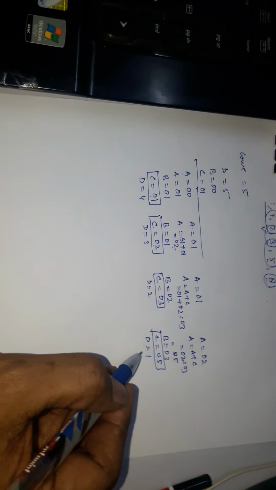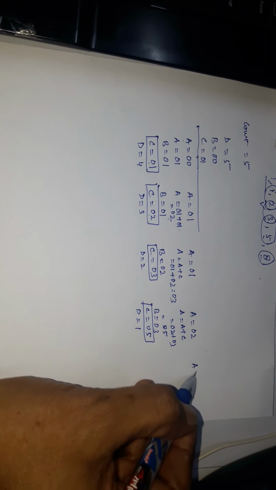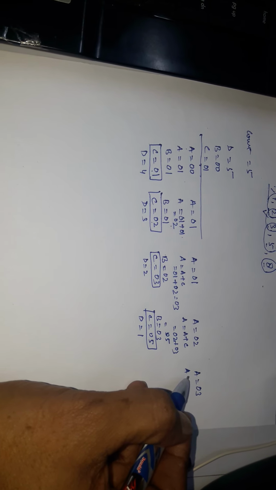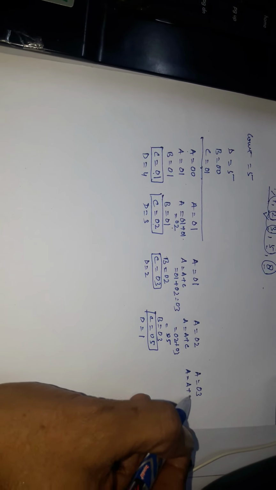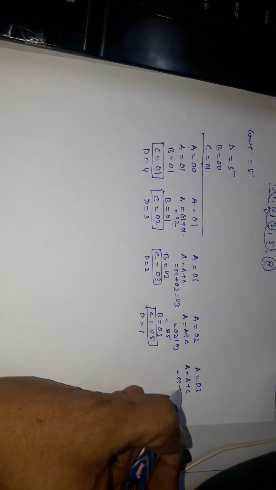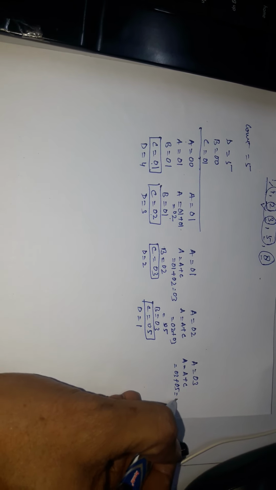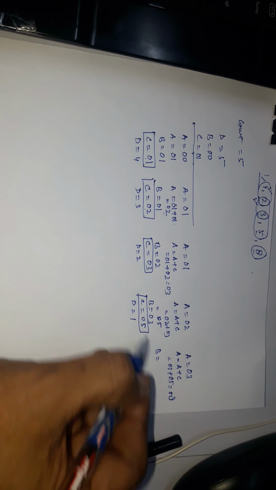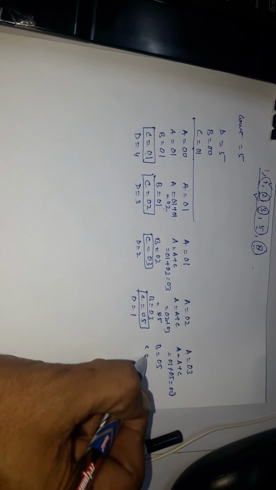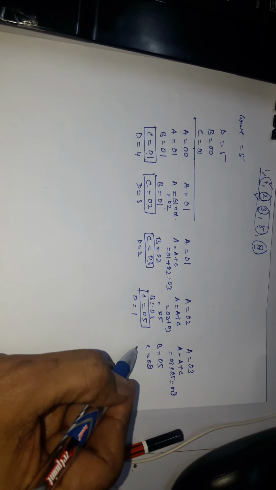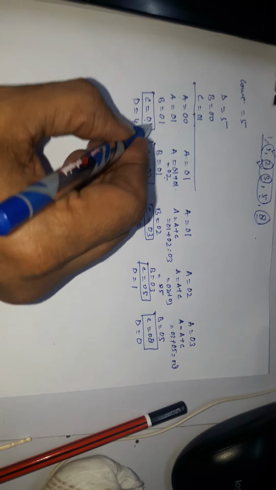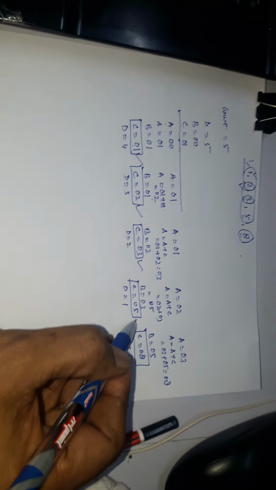Since D has not become 0, it will go back. So A will be having the value of B, A will become 03. And then ADD C, so A will be equal to A plus C. What is A? 03 plus C, C is 05, so it will become 08. Now B will take the value of C, and whatever is in A will become C, and D will become 0. So in this way we are able to generate the Fibonacci sequence: 1, 2, 3, 5, and 8.